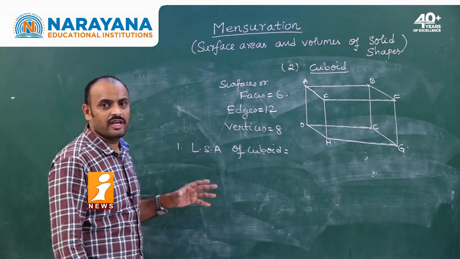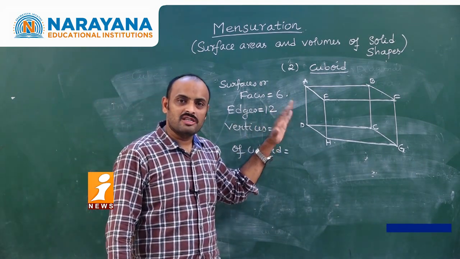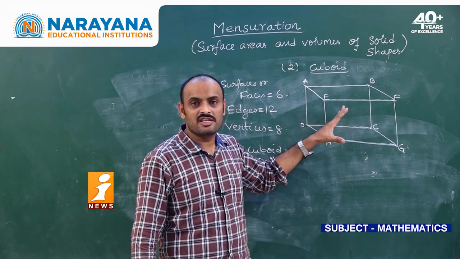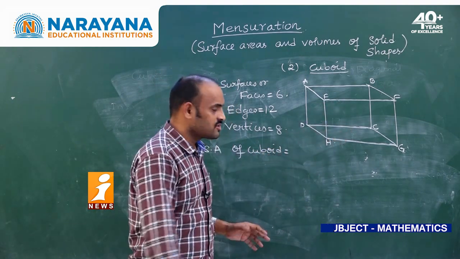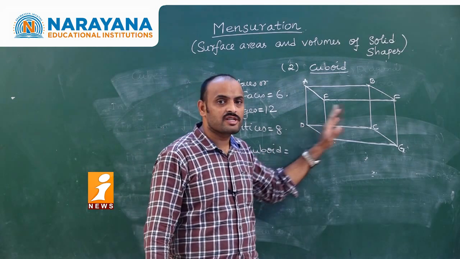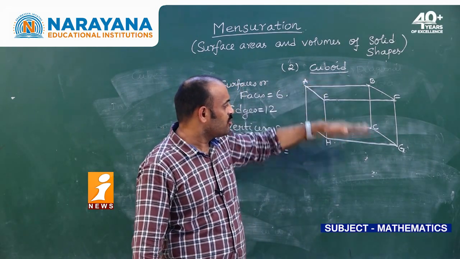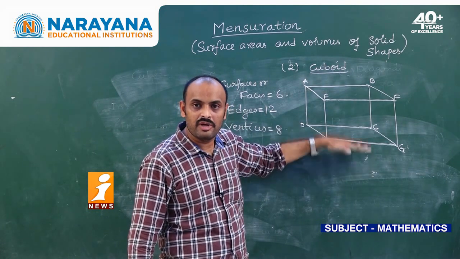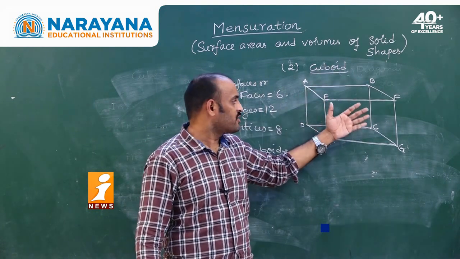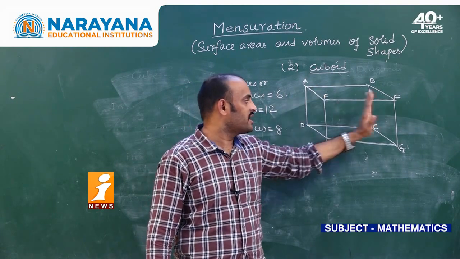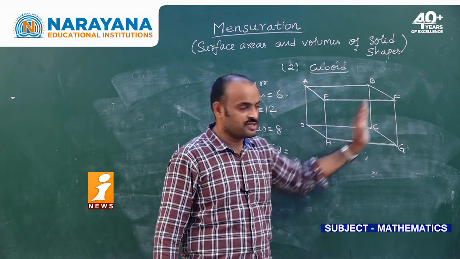So before going to see, in a cube all the surfaces are squares, whereas in a cuboid all the surfaces are rectangles. So there may be a chance of 2 squares. See here, the top is a rectangle, the bottom is a rectangle. Both are the same rectangles with the same dimensions. Front and back are the same with the same dimensions. Left hand side and right hand side are also the same with the same dimensions.